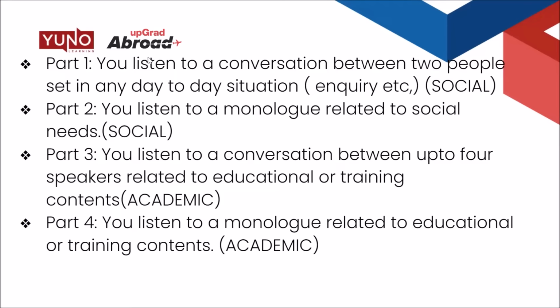Part 3 and 4 are more difficult. In part 3, you listen to a conversation between up to 4 speakers. That means there may be 2, 3 or 4 speakers, so you should be able to follow who is saying what. The conversation is related to an educational or training context. It's also academic. In part 4, you listen to a monologue. Again, just one person speaks, and this monologue is related to an educational or training context. This is also academic.